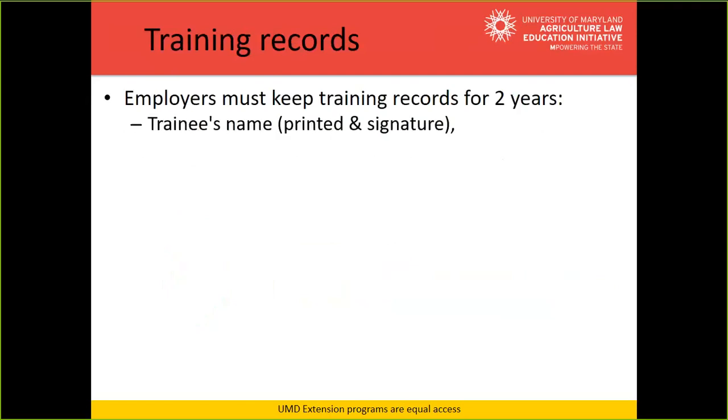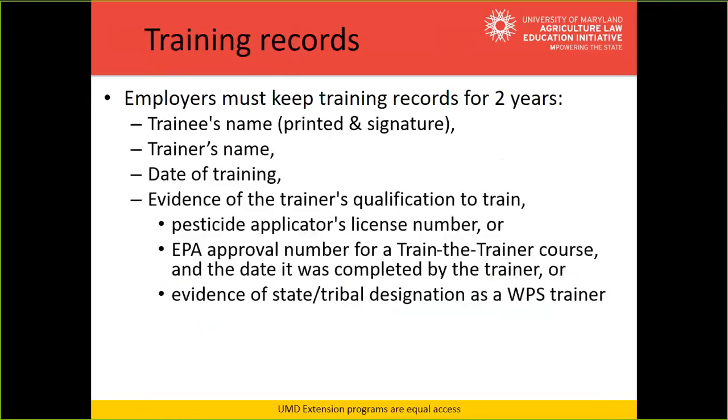All right, this is my last slide, I think. And as I mentioned, there are record-keeping requirements that go along with the training. It's not enough just to train your employees, you also need to keep records of the fact that you've trained your employees, and this is kind of where the covering your butt part of this comes into play. You need to keep records for 2 years at least of the trainee's name, and they need to sign it. The date of training, and evidence of your qualification to train them.